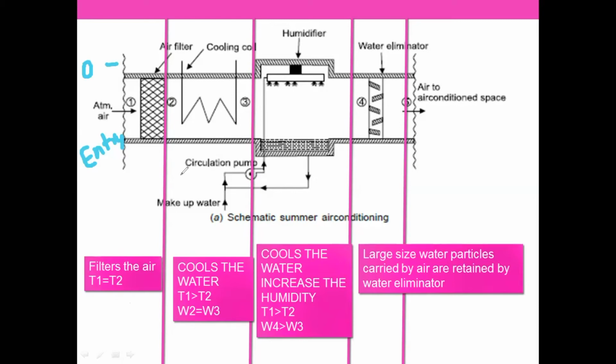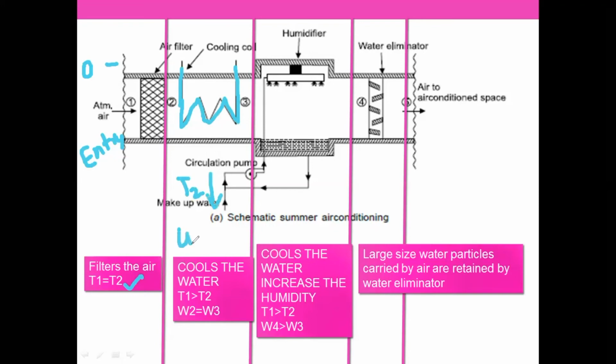In the next case, when the air enters the cooling coil, in this section there is no change in temperature. So this is the cooling coil. In the cooling coil, we have to supply an external refrigerant or external water that just cools the air. So here the temperature will be getting reduced.